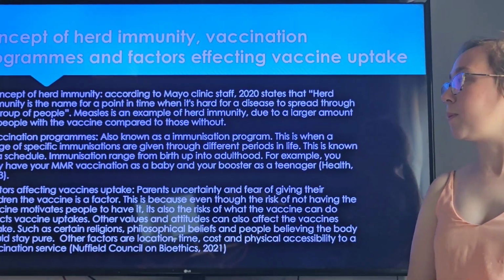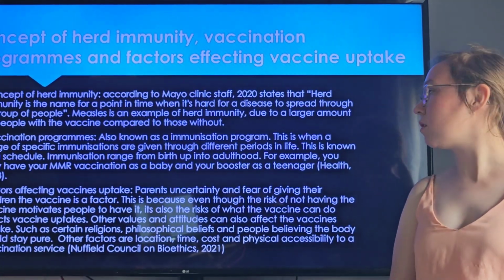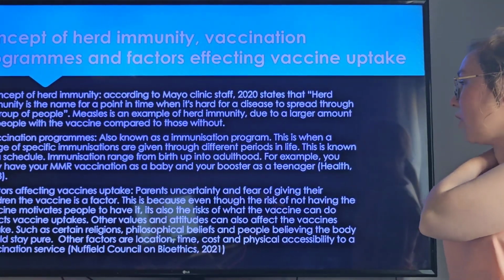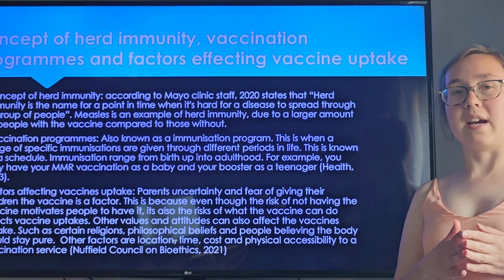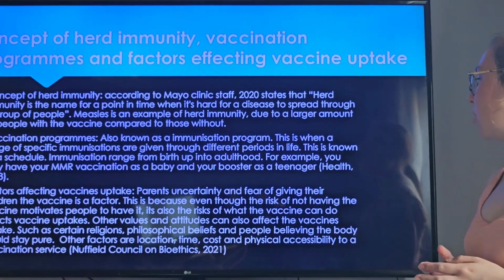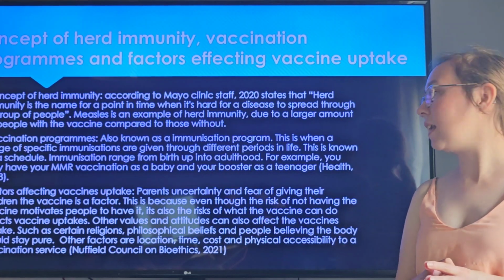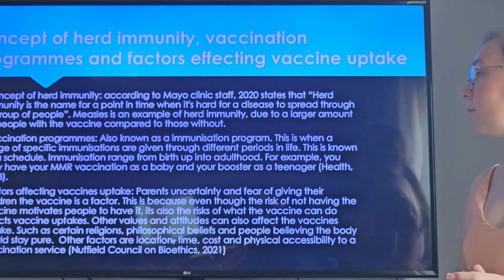Vaccine programs, also known as an immunisation program. This is when a range of specific immunisations are given through different periods of life. This is known as a schedule. Immunisations range from birth into adulthood. For example, you may have your MMR vaccine as a baby and your booster as a teenager.